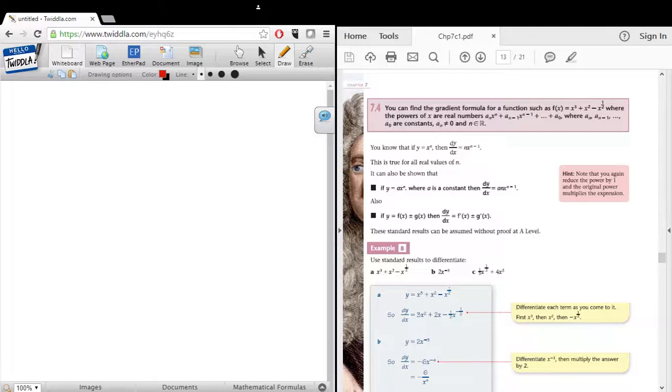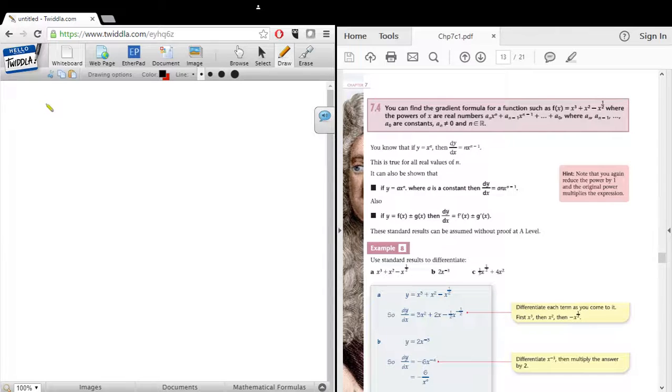It can be shown if y equals ax^n, where a is a constant, then dy over dx, or differential of y with respect to x, equals anx to the power of n take away 1. Also, if y equals f(x) plus or minus g(x), then dy/dx equals the following. These standard results can be assumed without proof at A level, so you don't need to worry about how to prove them. I think these are some important equations, so we're going to write them down.